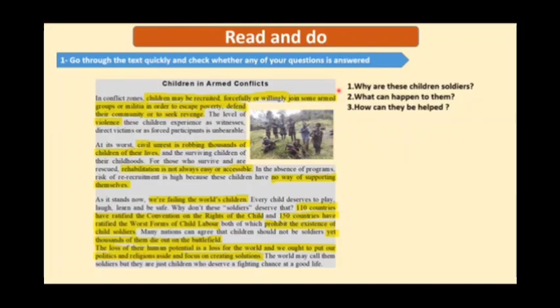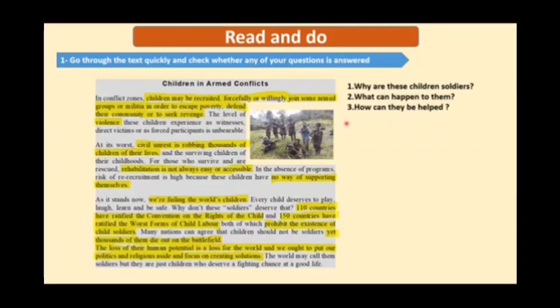Why are these children soldiers? There is an answer to this question in paragraph number 1. In order to escape poverty, defend their community, or seek revenge. What can happen to them? Experiencing violence, robbing thousands of children of their lives. Rehabilitation is not always easy or accessible for most of them. They are left without support. They're failing the worst children. Thousands of them die out in the battlefield.